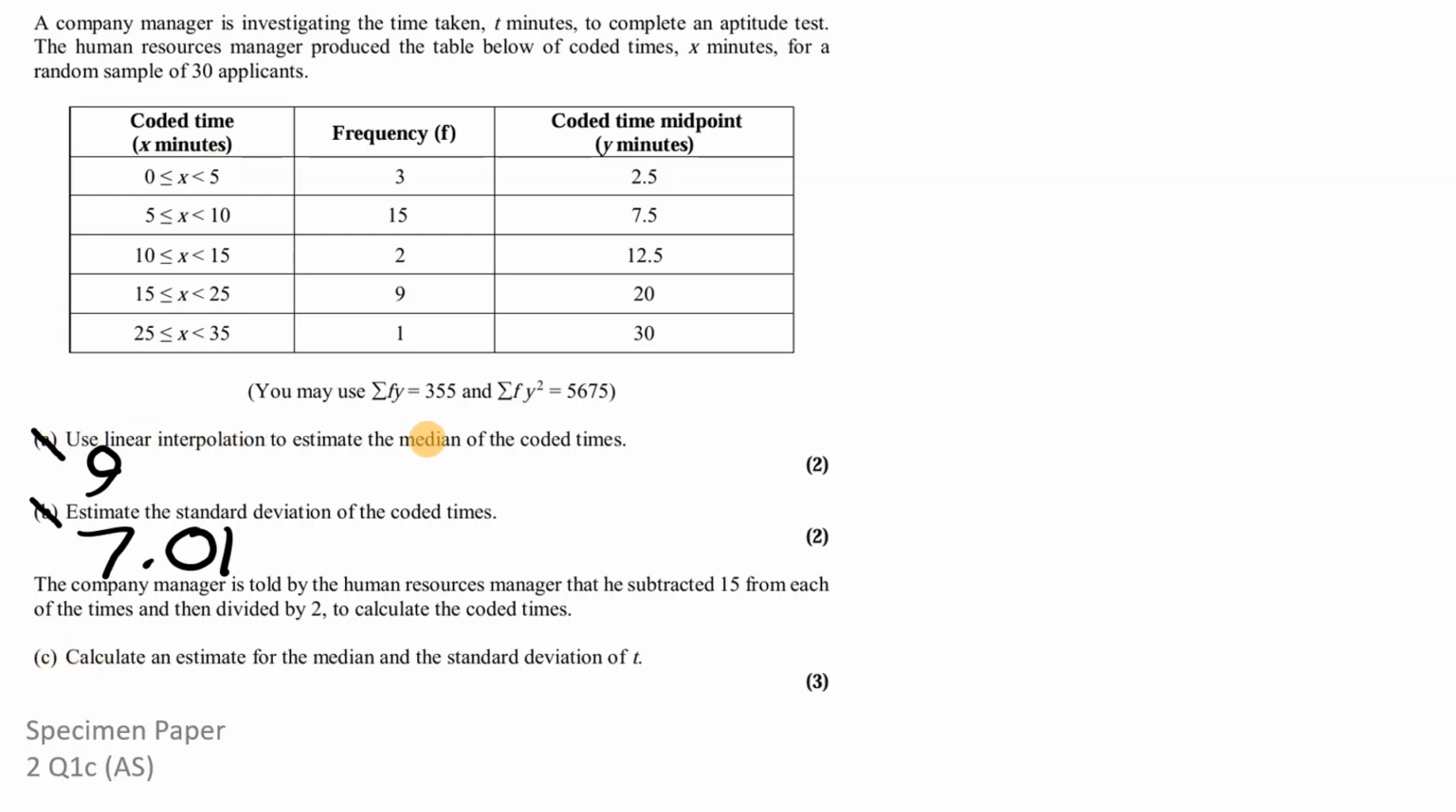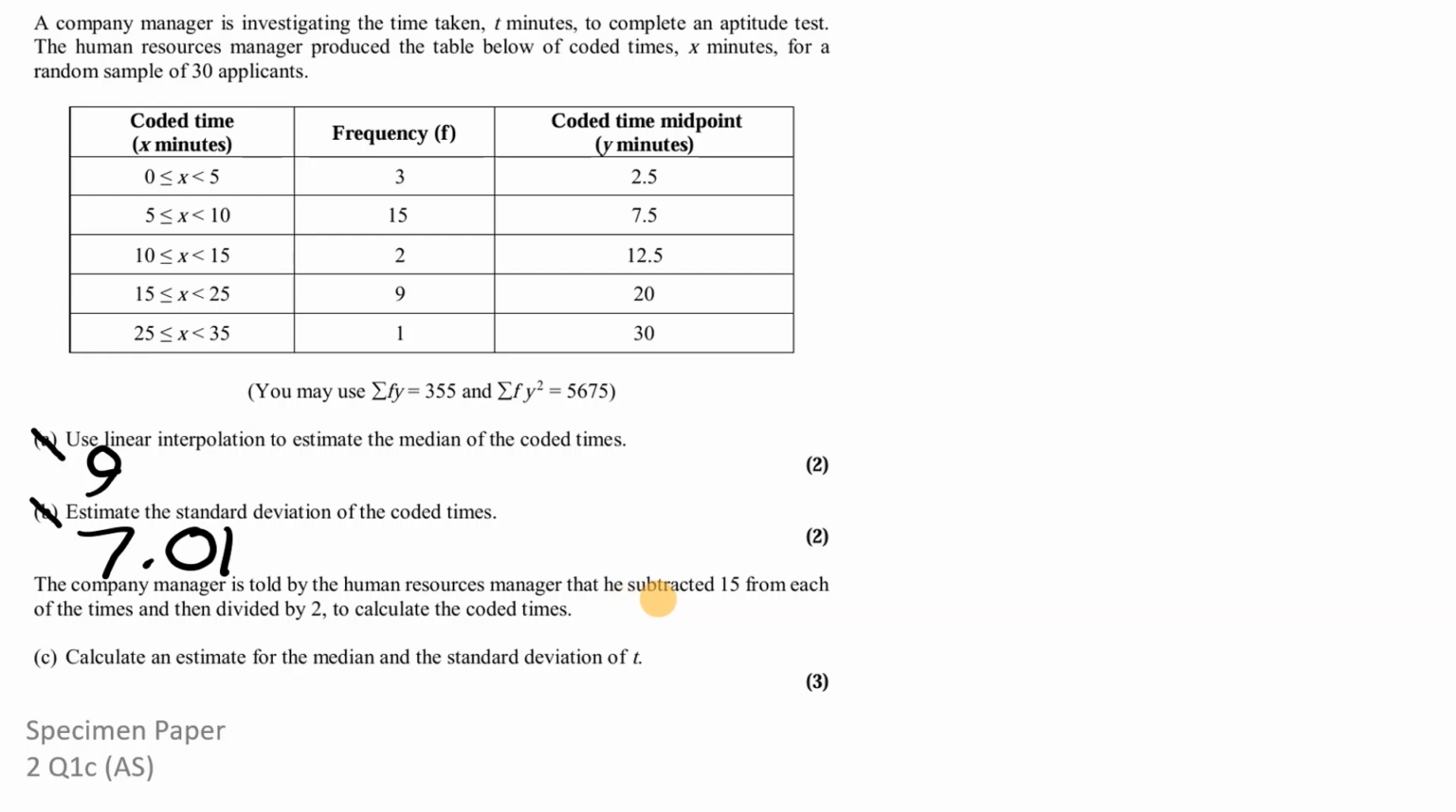For part A, we estimated the median of the coded times, and for part B, we estimated the standard deviation of the coded times. And then we're told the company manager is told by the human resources manager that he's subtracted 15 from each of the times and then divided by 2 to calculate the coded times. And for part C, we need to calculate an estimate for the median and the standard deviation of T. So for part A, we estimated the median for the coded times. For part B, we estimated the standard deviation of the coded times. Now we need to estimate them for the non-coded times.